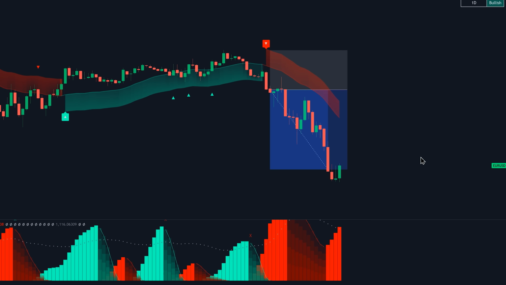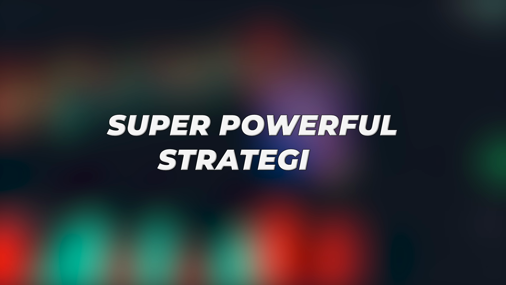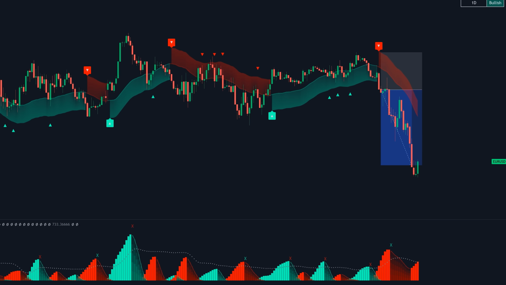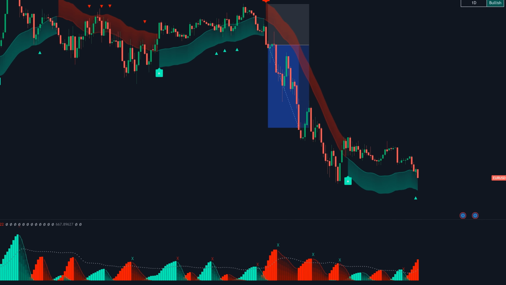Ladies and gentlemen, there you have it. 3 super powerful strategies within one indicator. The third strategy was definitely my favorite. So go ahead and backtest it if you're interested in using it alongside your strategy.